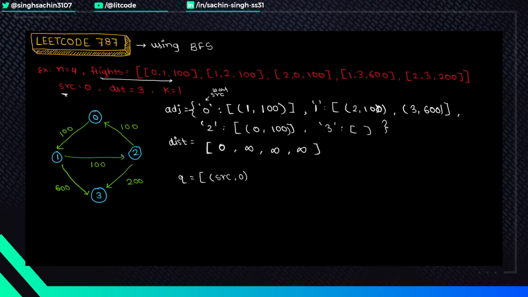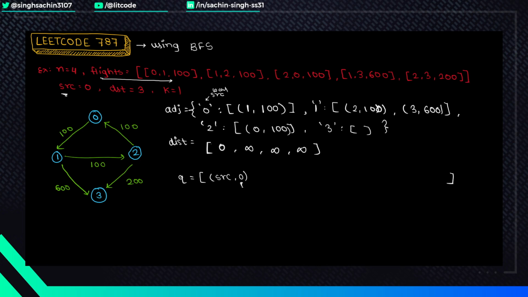Next, I am maintaining a queue. In this queue I will keep track of all the nodes I have already seen, and I'll also keep track of the minimum distance possible, like the minimum price I'll have to pay to get to the city from the source. And it will be a queue.